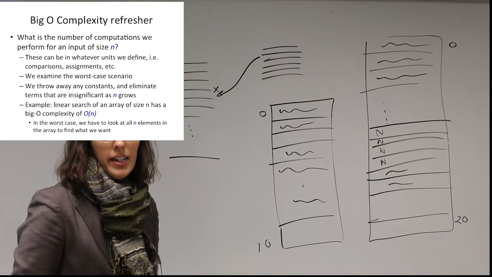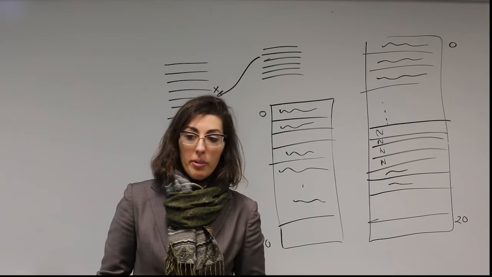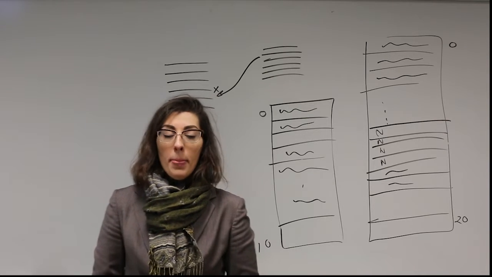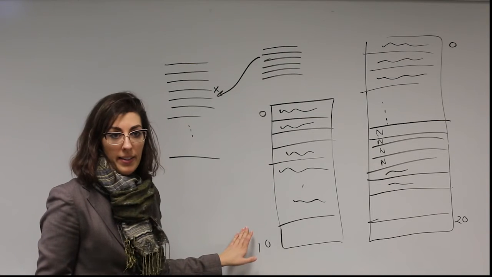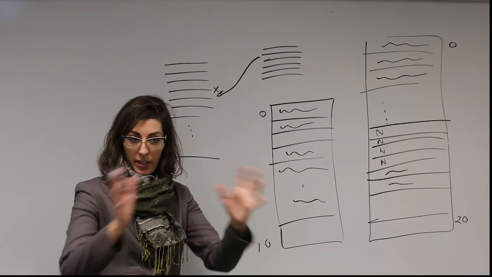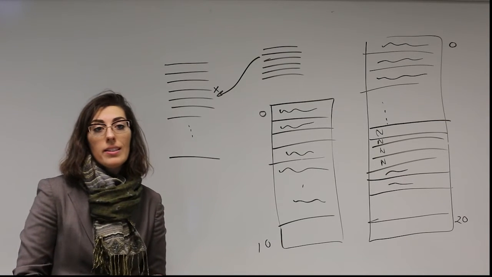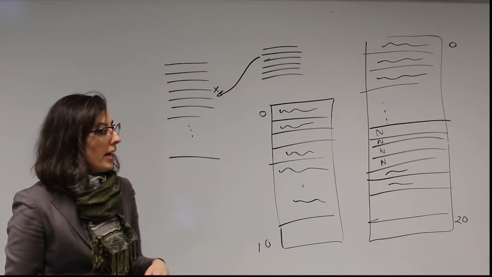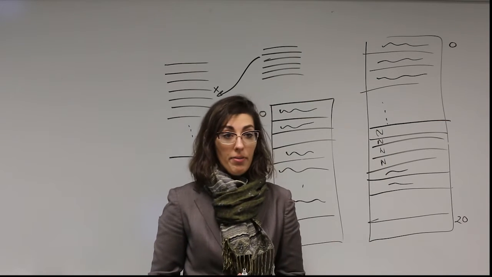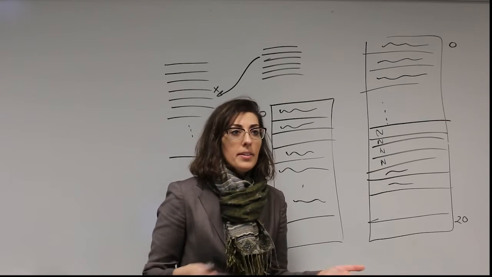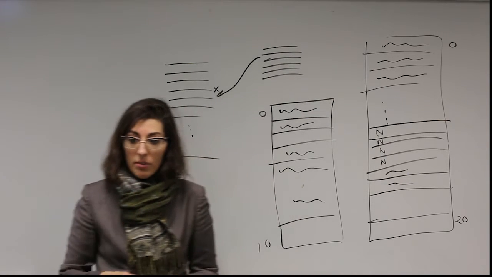Let's take a pause and just talk about complexity here with some amount of formality. A reminder as to what big O complexity is, assuming that you've heard it before. Here we're trying to measure the number of computations we perform for some input of size n. So n is not a fixed number, n is some number. We can measure computations, comparisons, assignments, that's up to us. And what we want to do is look at the worst case scenario in terms of n. How many comparisons do we have to do as n grows? In this analysis, we throw away constants and other terms that are insignificant as n grows.